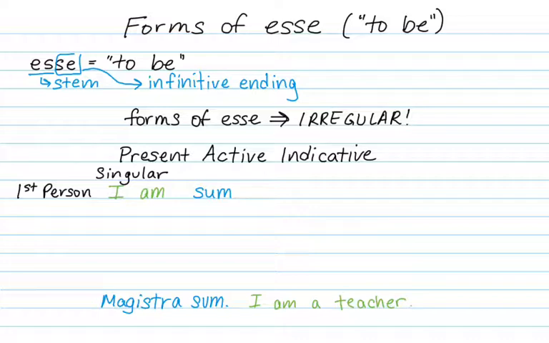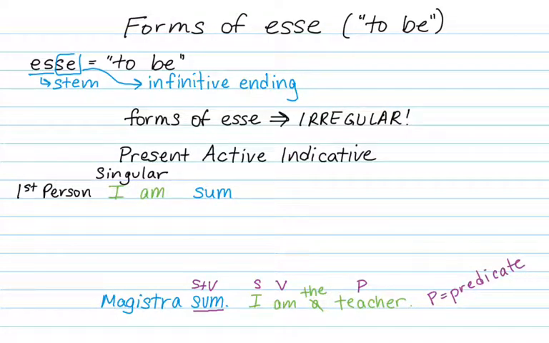I have a sample sentence here that will help us look at what the predicate nominative is. The sample sentence, magistra sum, means I am a teacher. In Latin, there's no definite or indefinite article, so it could also mean I am the teacher. In English, the subject of the sentence is I, the verb is am, and in Latin, this is represented with one word, sum. It's the verb, but from this verb we can extrapolate that the subject is I.